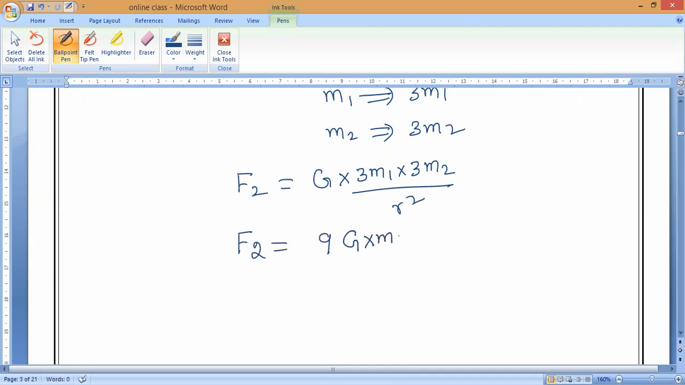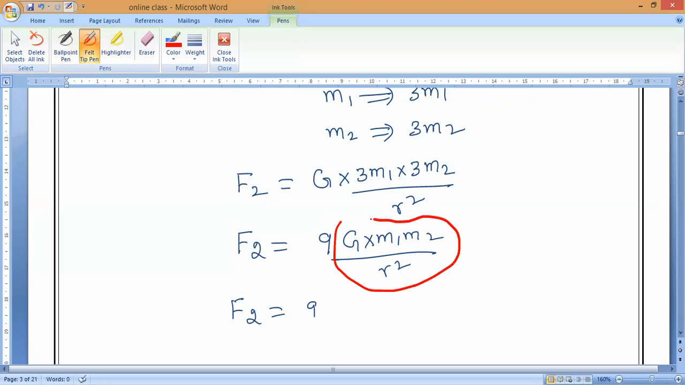Elmokil, you are committing these mistakes only. Be very careful. It is not addition, it is multiplication. So as we know, F2 is equal to 9 times this full term, and the full term is equal to F1. So what is the new force, guys? The new force is equal to 9 F1. Understand? Clear, everybody? Solve this one.